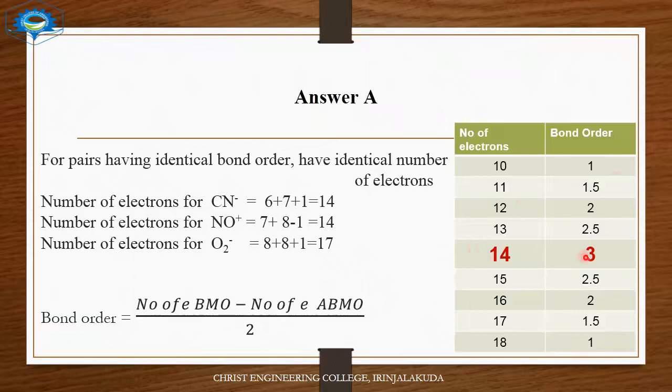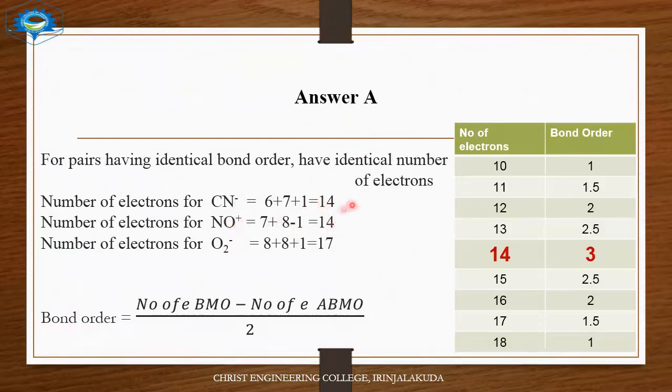So remember this table. If the number of electrons is 14, then the bond order is 3. 13 and 15, it is 2.5. 12 and 16, it is 2. 11 and 17, it is 1.5. 10 and 18, it is 1. So, you need not solve the bond order using the equation, but remember this table. It will help you in questions regarding bond order.